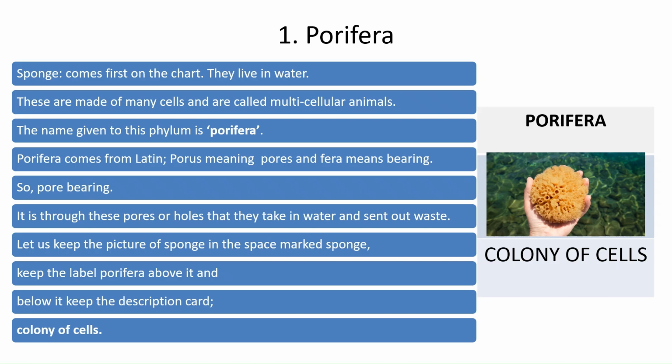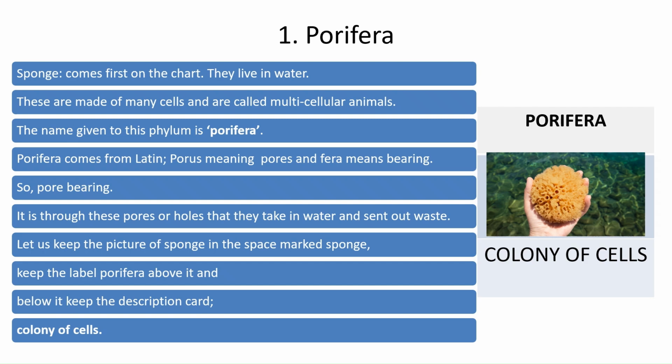The first one is Porifera. The example is a sponge and comes first on the chart. They live in water. These are made of many cells and are called multicellular animals. The name given to this phylum is Porifera. Porifera comes from Latin, porus meaning pores, and fera meaning bearing. So pore, bearing. It is through these pores or holes that they take in water and send out waste.